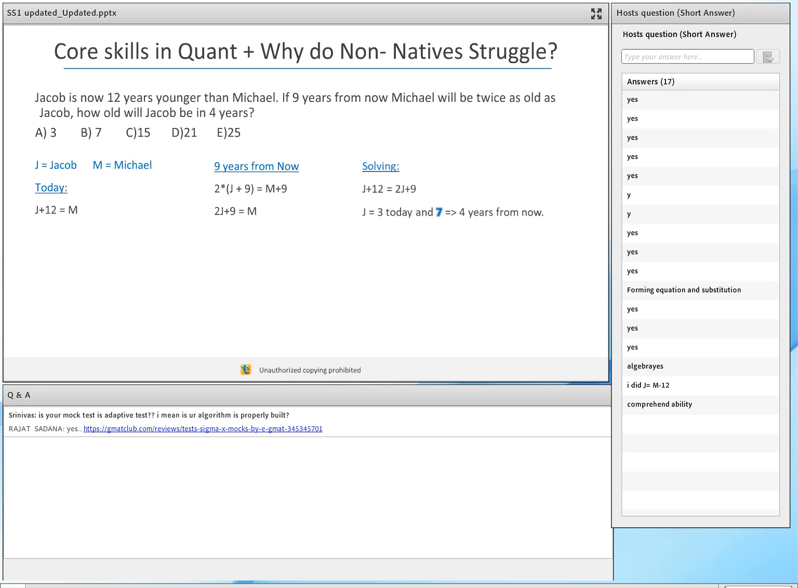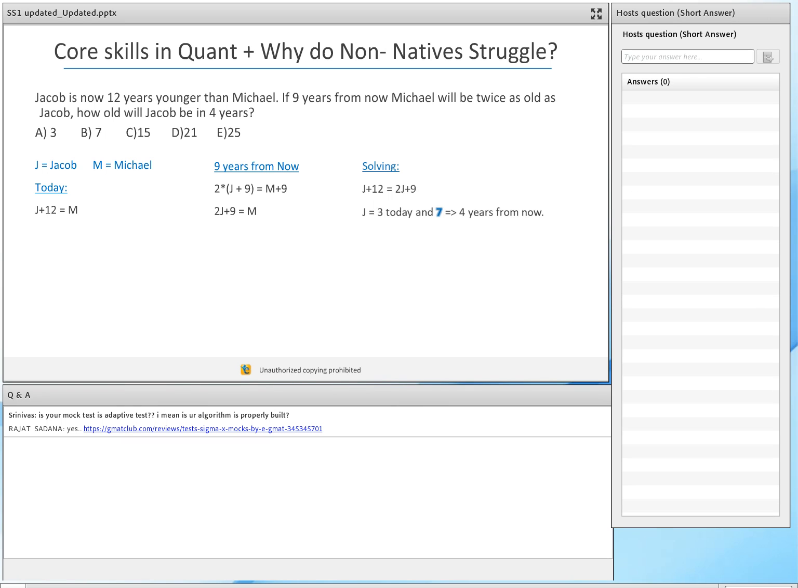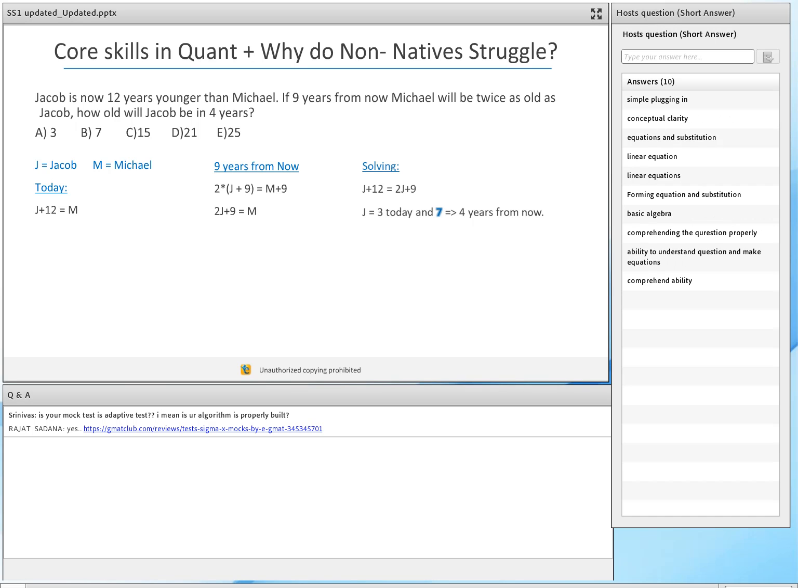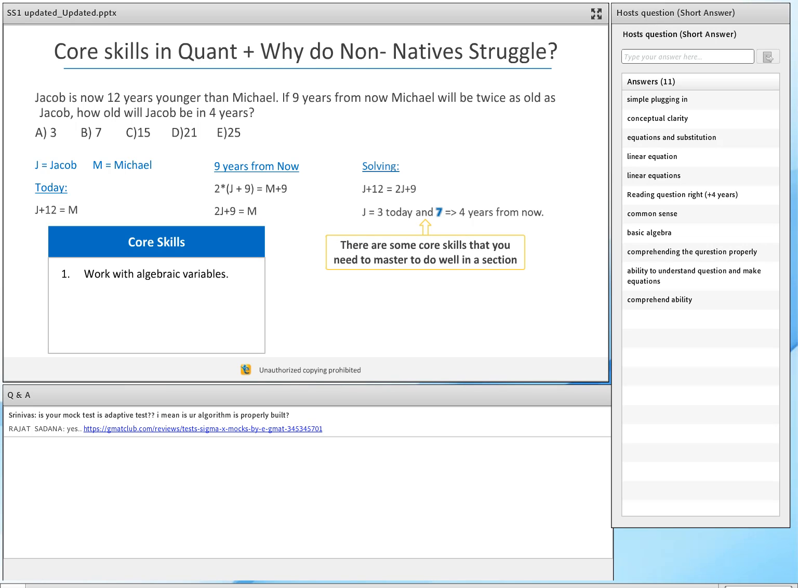Let me just clear the poll question over here. Basic maths, you said, forming equations and substitutions. Okay, what else? Ability to understand the question and make those equations in the first place. Basic algebra. Okay, good. Some of you are saying simply plugging in. Yes, that's another core skill, if you want to follow that approach. But essentially, what you really need are 4 core skills to solve this question.